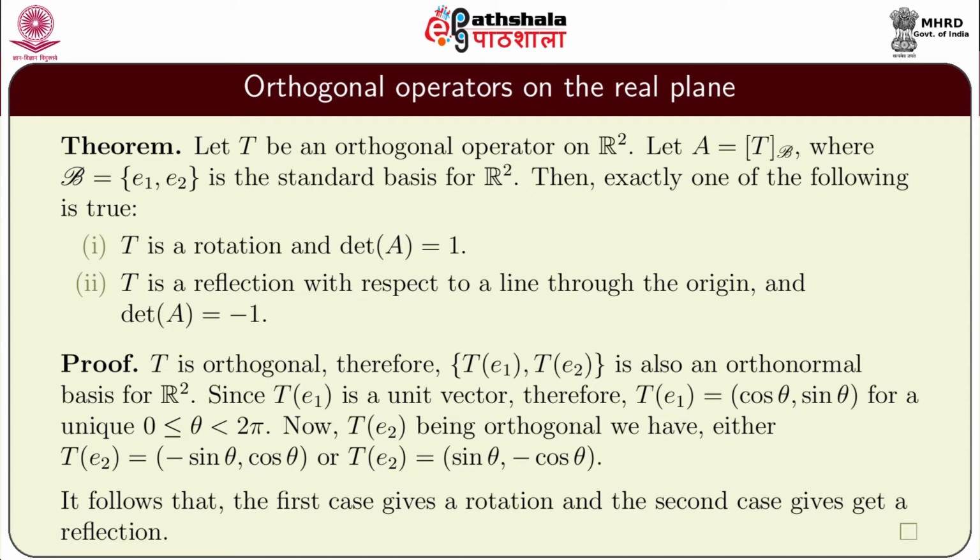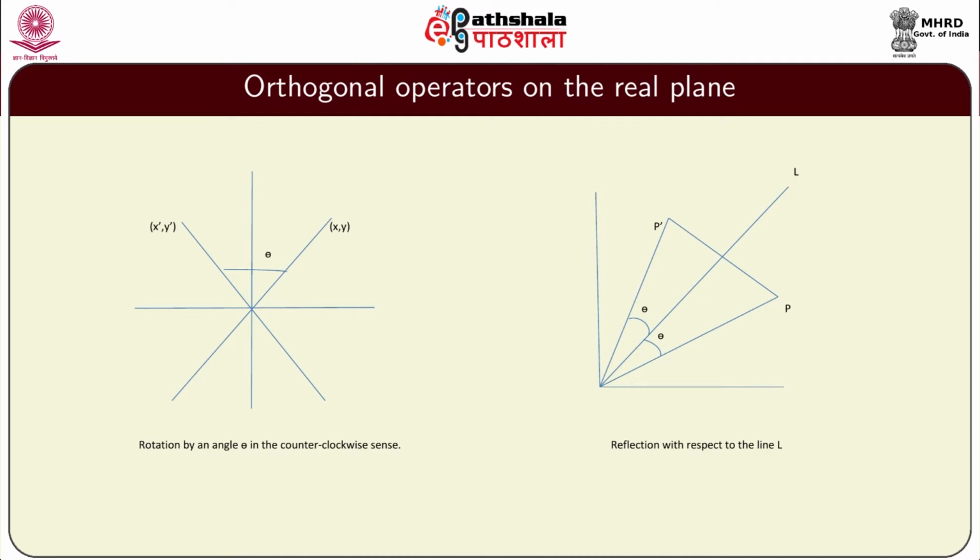Now, it is very easy to verify that the first case, that is Te2 equal to (minus sine theta, cosine theta), gives a rotation, and the second case, that is Te2 equal to (sine theta, minus cosine theta), gives a reflection. Here you see diagrams which represent rotation and reflection in the real plane R2.